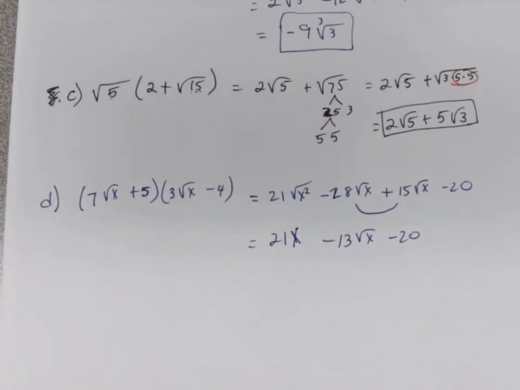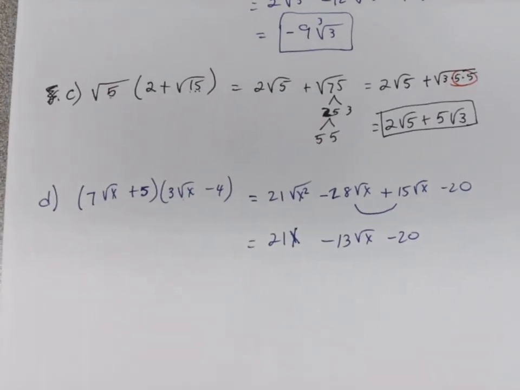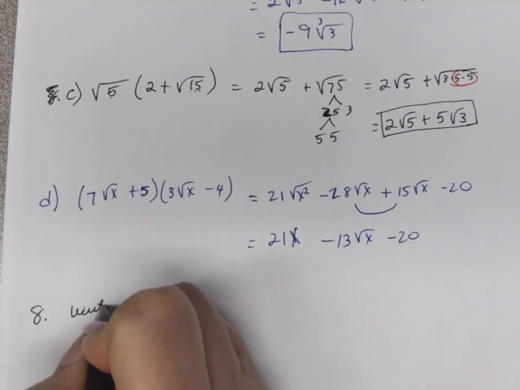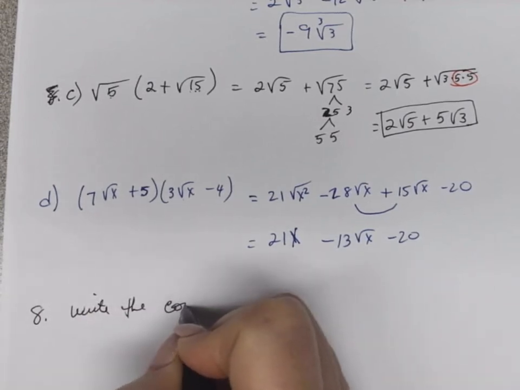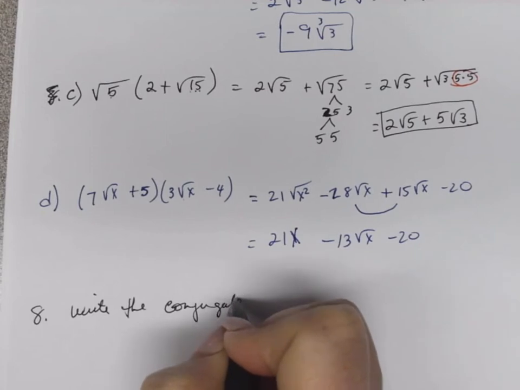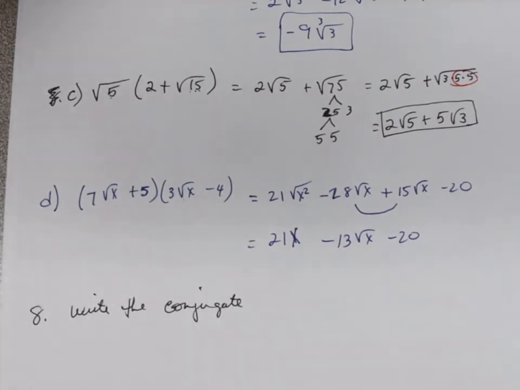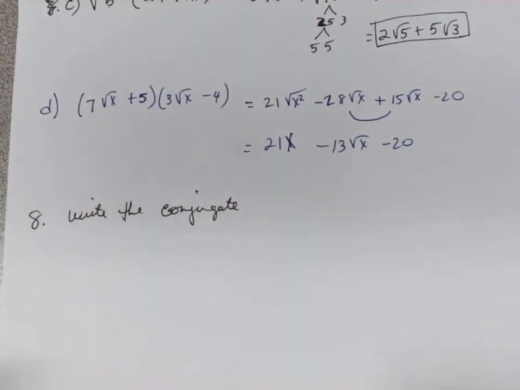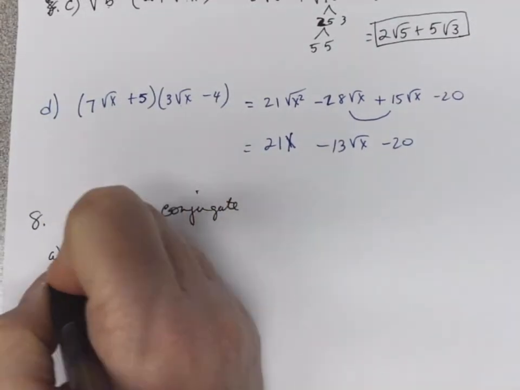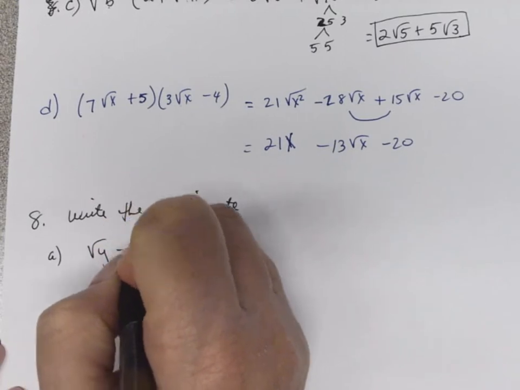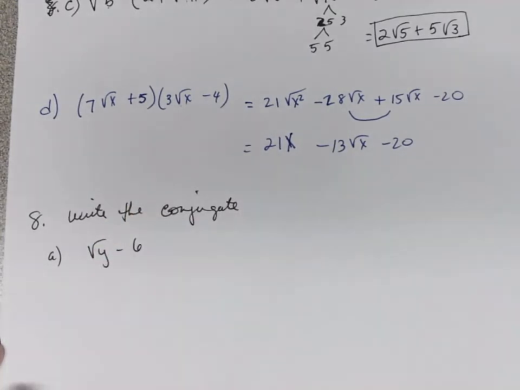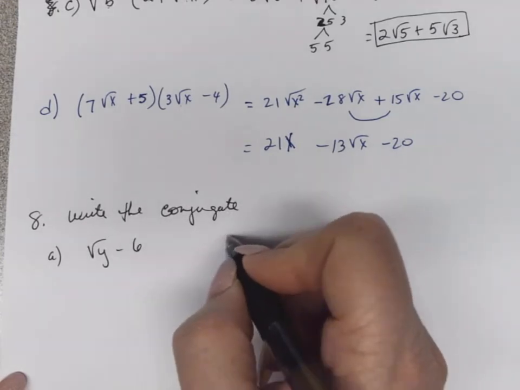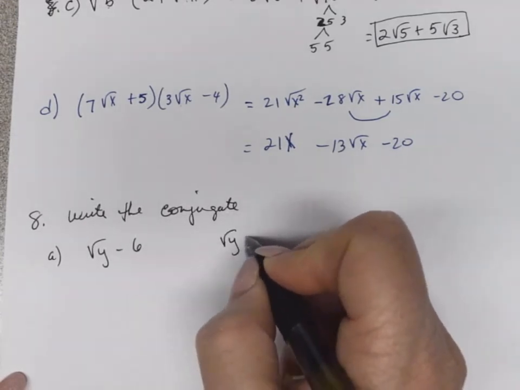All right, now let's go down to number 8. And here we're going to write the conjugate. So we're just writing what the conjugate looks like, and we're doing that so we understand how to do the next problem. So for part A, if I give you the square root of y minus 6, the conjugate, all we do is change that middle sign, so the conjugate would be square root of y plus 6.